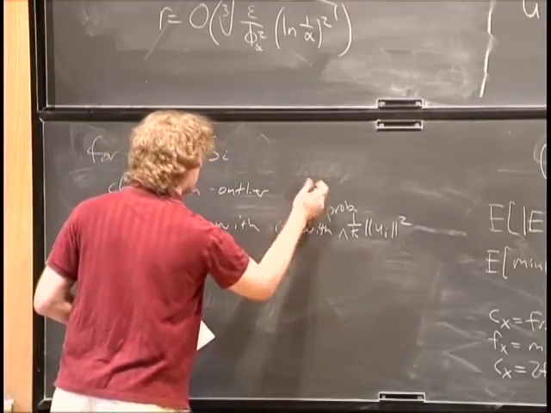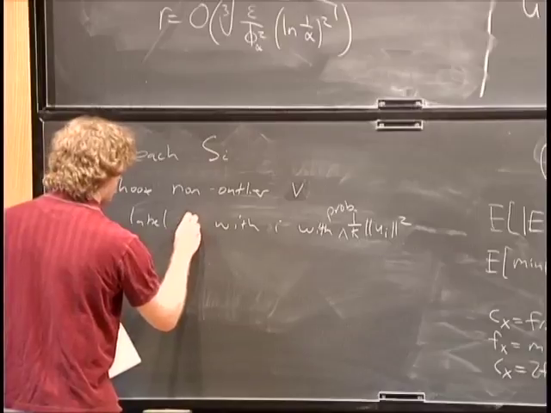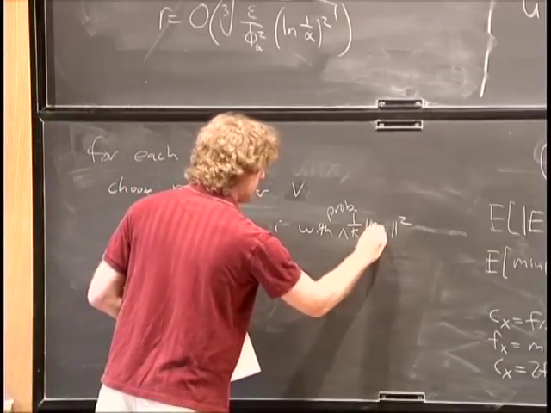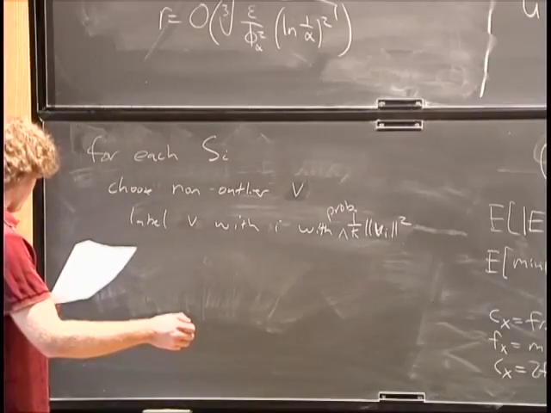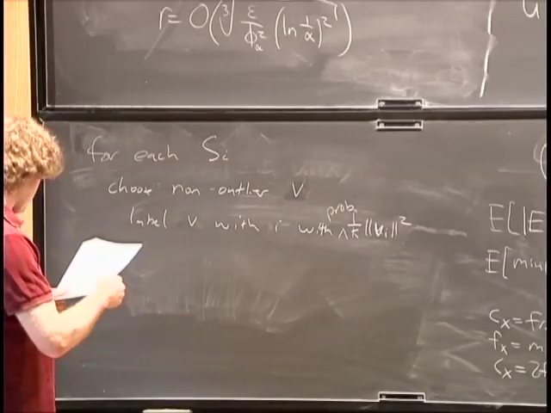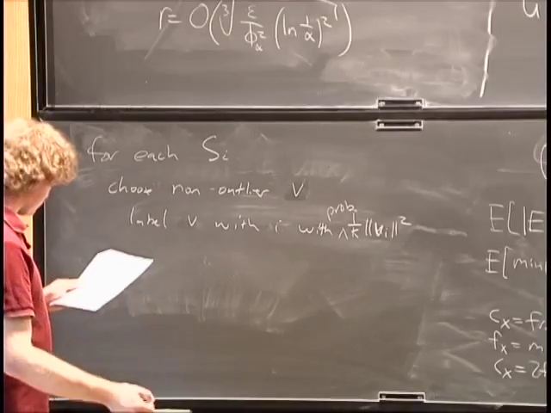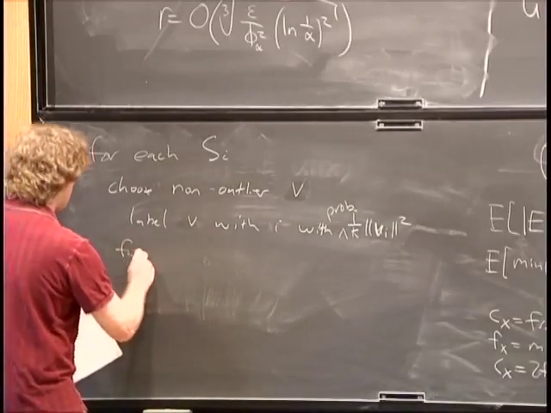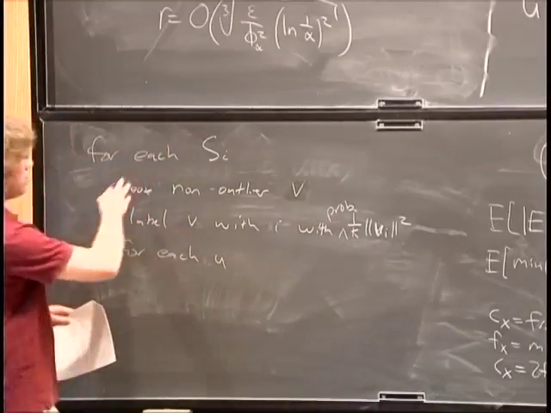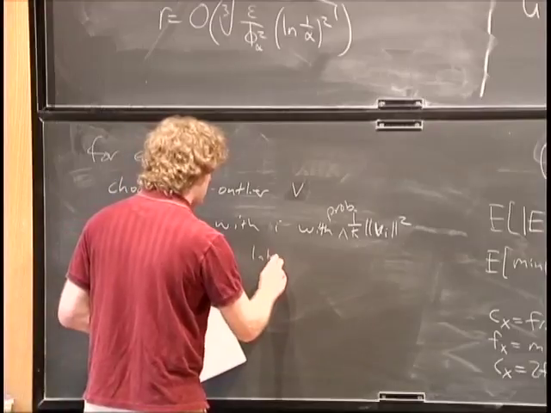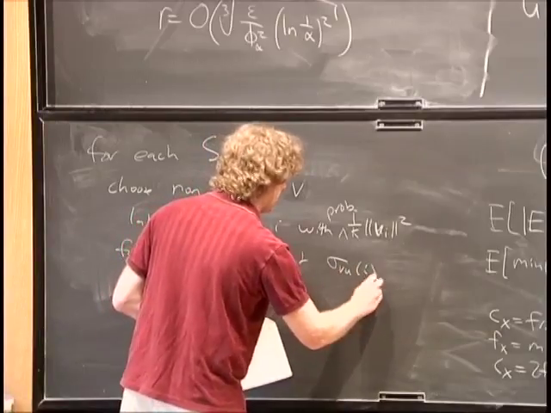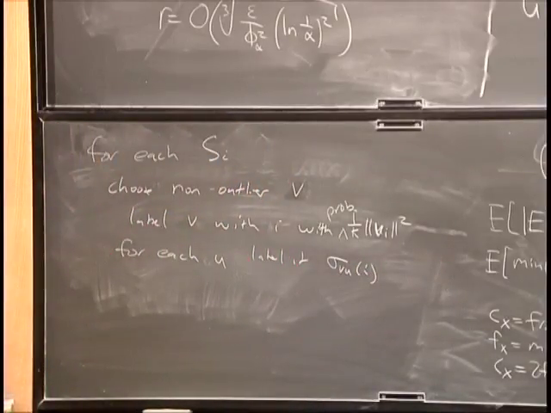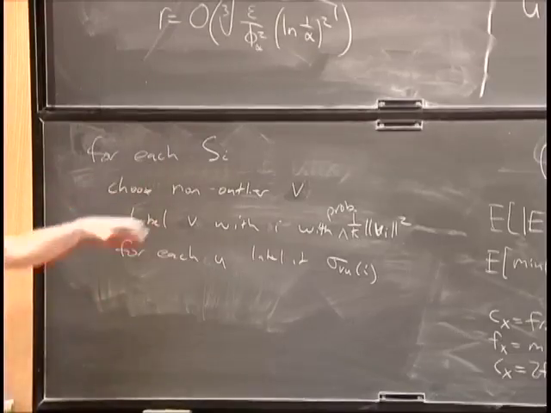Actually, let's call this V and this V. Or I'm bound to mix things up when I write things wrong from my notes. Now, for each U in SI, we'll label it with sigma VU of I. So this gives us a labeling for the whole set.